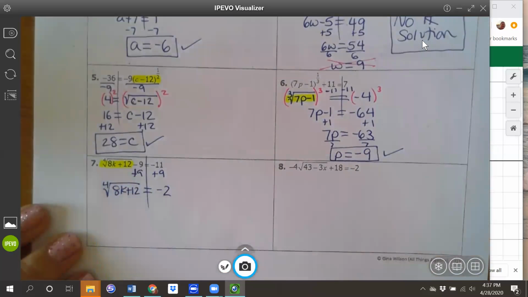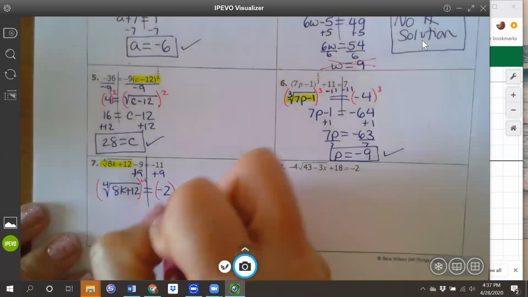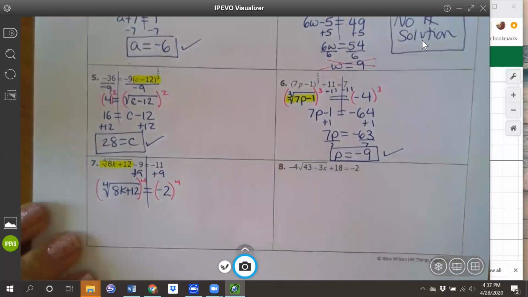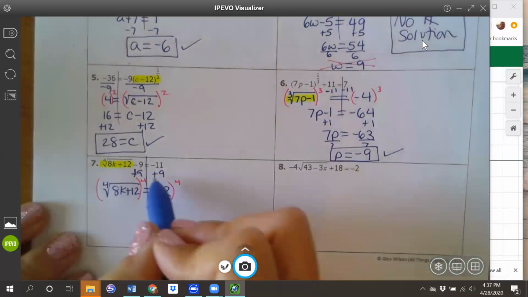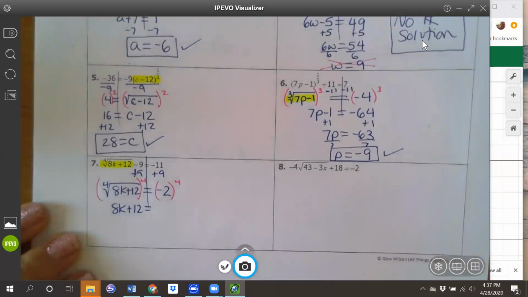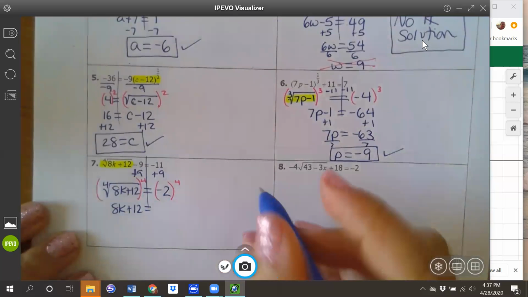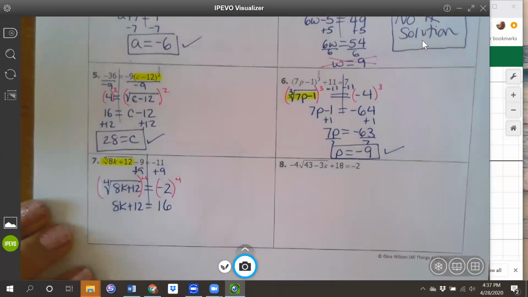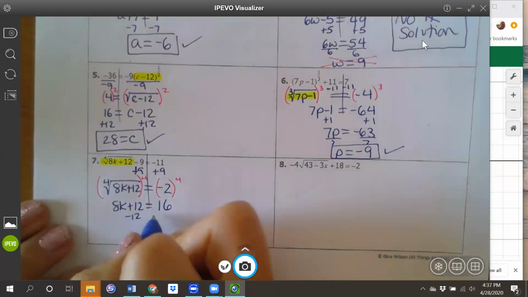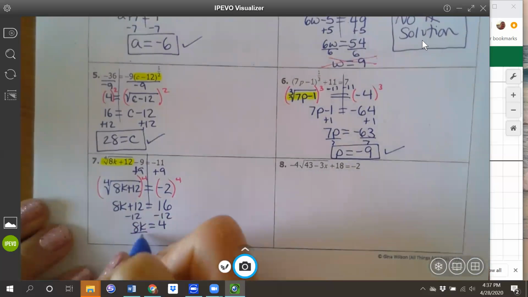I need to kill off the 4th root. We do that with a 4th power on both sides. The 4th root and 4th power knock each other out. 8k plus 12 is equal to -2 times -2 times -2 times -2, which is positive 16. Keep going, subtract 12 on both sides. So 16 minus 12 is 4. And then divide both sides by 8.